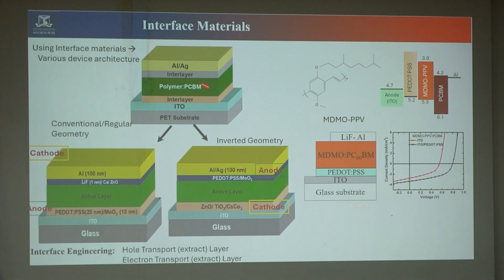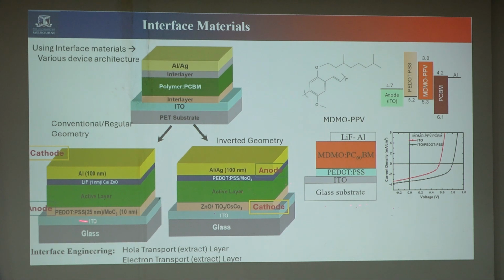Okay, next I'm going to explain the different architectures. If you have a standard architecture, we have the 5-layer device: an active layer, two electrodes, anode and cathode, and two interlayers, a hole transporter and an electron transporter. The active layer is a bulk heterojunction layer. If the anode is the bottom electrode, it's called a regular or conventional geometry. If the bottom electrode is the cathode, it's called an inverted geometry.